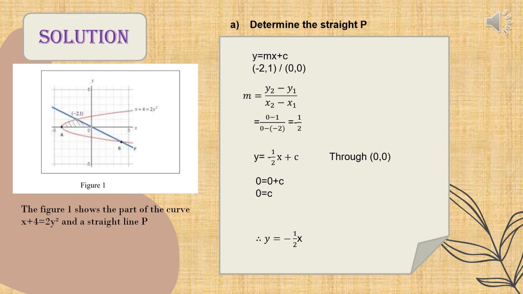The formula to find the gradient is y2 minus y1 divided by x2 minus x1. So we will get -1/2 for the gradient, so we have m. And we can put it into the equation y equals mx plus c. So we have y equals negative 1 over 2 x plus c. And we need to find the c-intercept. It passes through (0, 0), so we have c equals 0. So the equation for the straight line P is y equals negative 1 over 2 x.